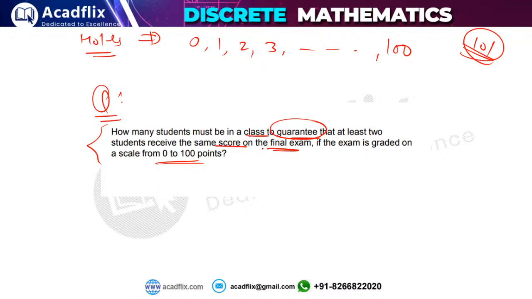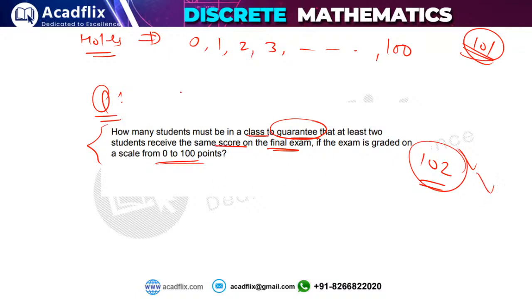And how many people do you have? At least how many people do you need so that at least two students have the same marks? So you need 102. This many people you need at least to guarantee that at least two students will get the same marks. So the answer will be 102.